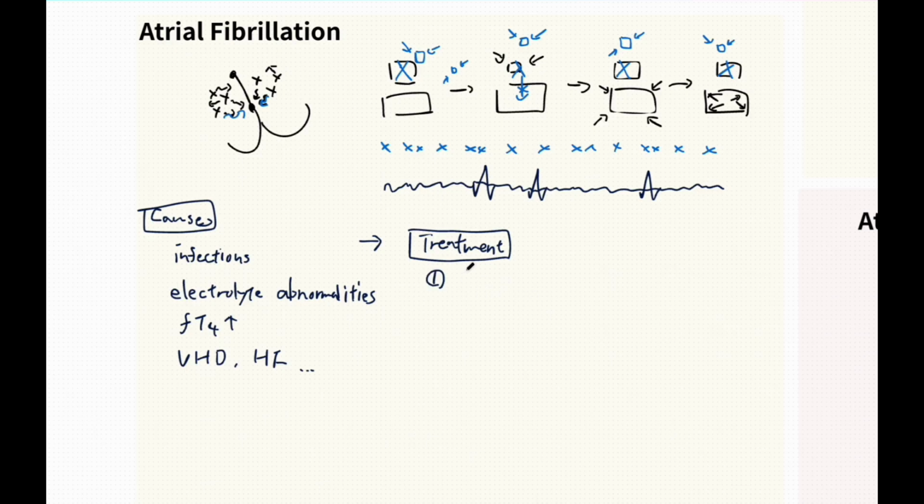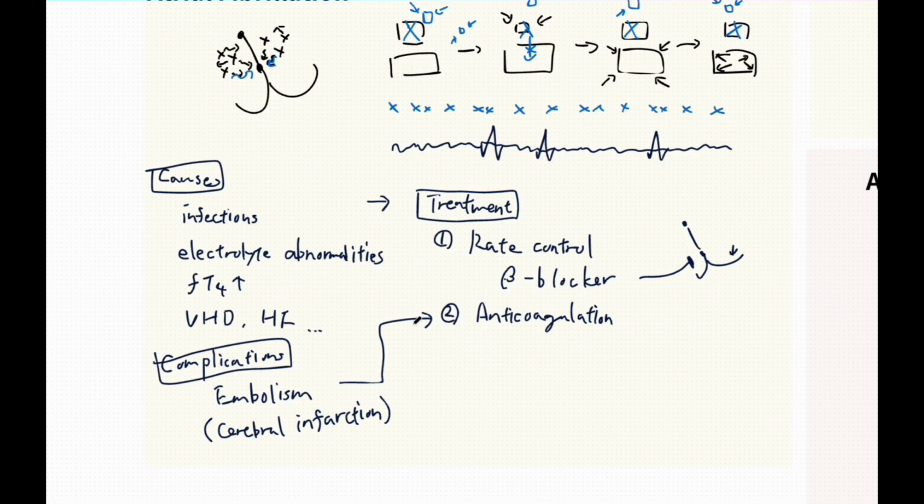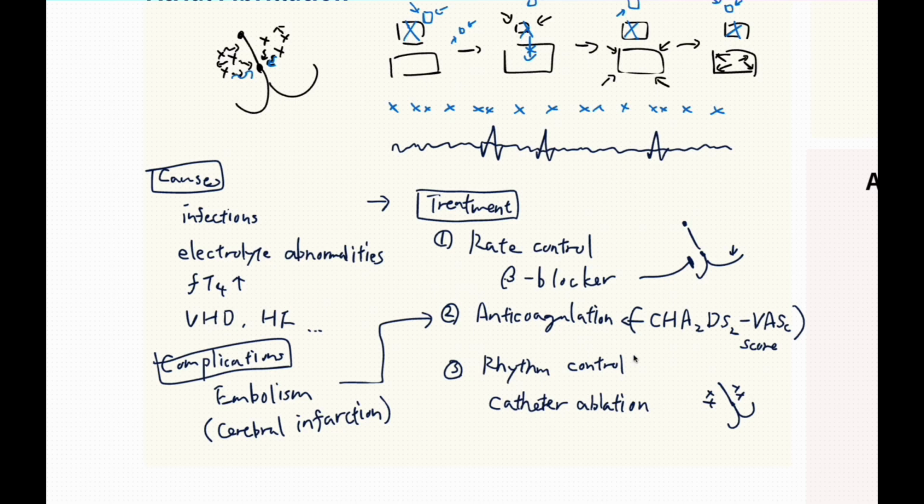First is rate control. Beta blockers are commonly used because they slow atrioventricular nodal conduction and reduce the ventricular response. Second is anticoagulation. The most important complication of atrial fibrillation is embolism, especially ischemic stroke. Anticoagulation prevents thrombus formation, and the indication is determined by the CHA2DS2-VASc score, not simply by the presence of atrial fibrillation. Third is rhythm control, where appropriate. Recently, catheter ablation, especially pulmonary vein isolation, has been used much more frequently than in the past.